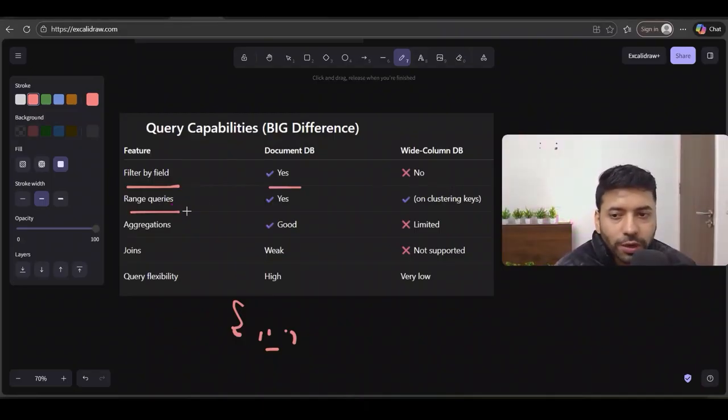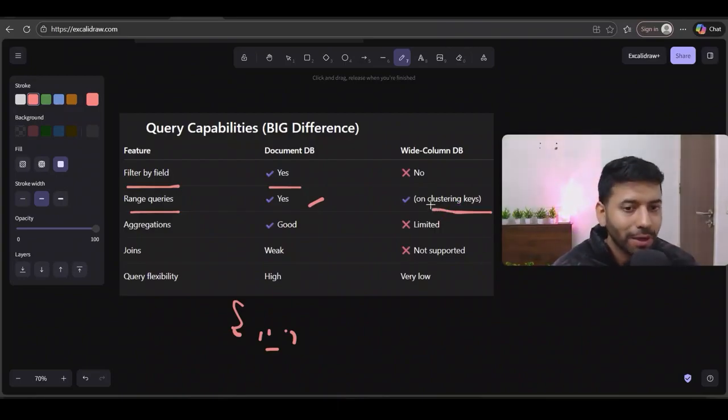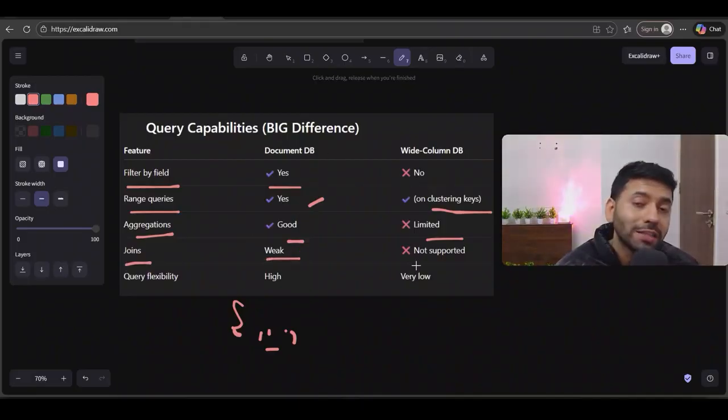When we talk about range queries, in a document database, we can do that. And in a wide column database also, we can do that on clustering keys. We saw that example where we use the timestamp as the clustering key, and based on that, we can perform range queries, right? Next, when we talk about aggregations, aggregations are good in a document database, but limited in a wide column database. Talking about joins, document databases are weak in joins, whereas joins are not at all supported in a wide column database.